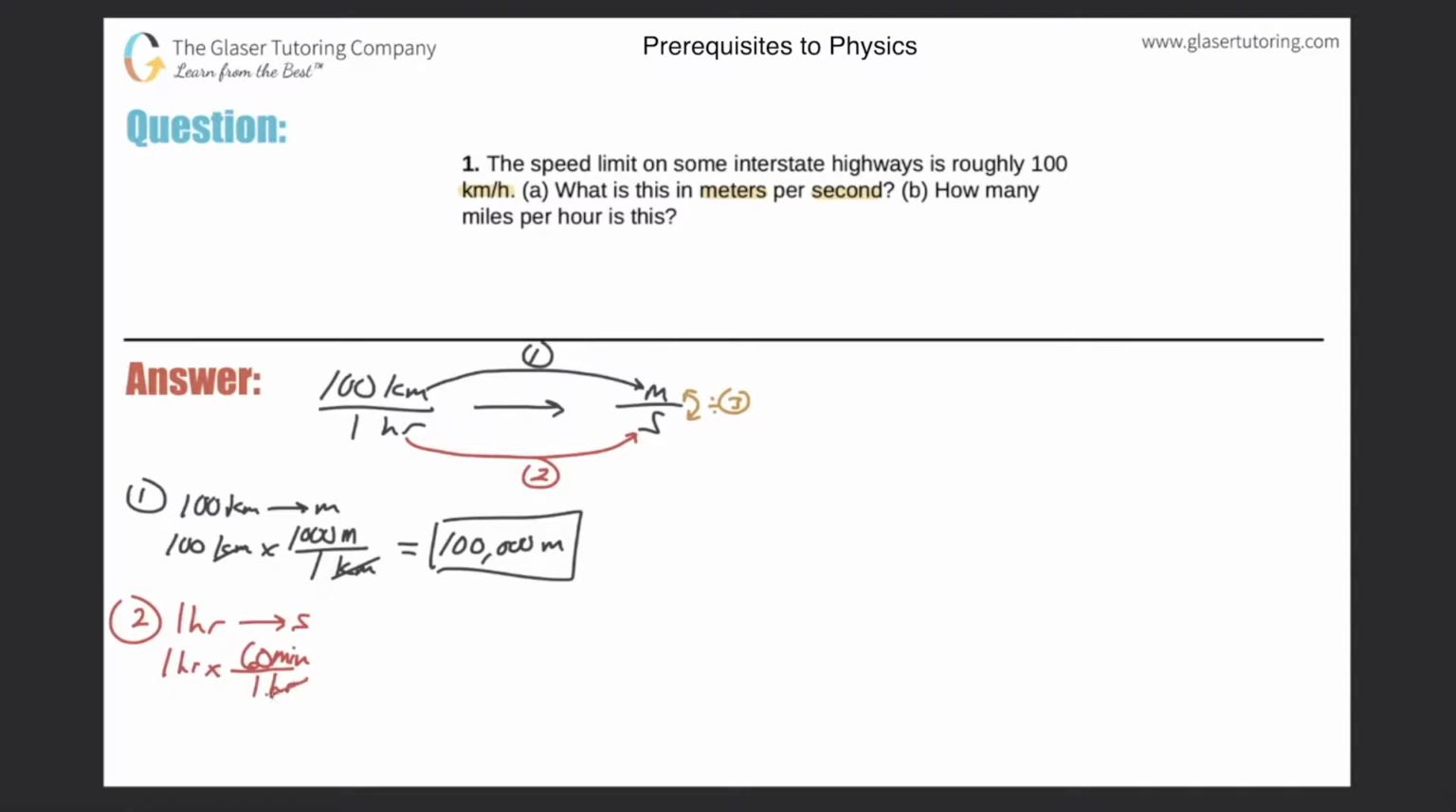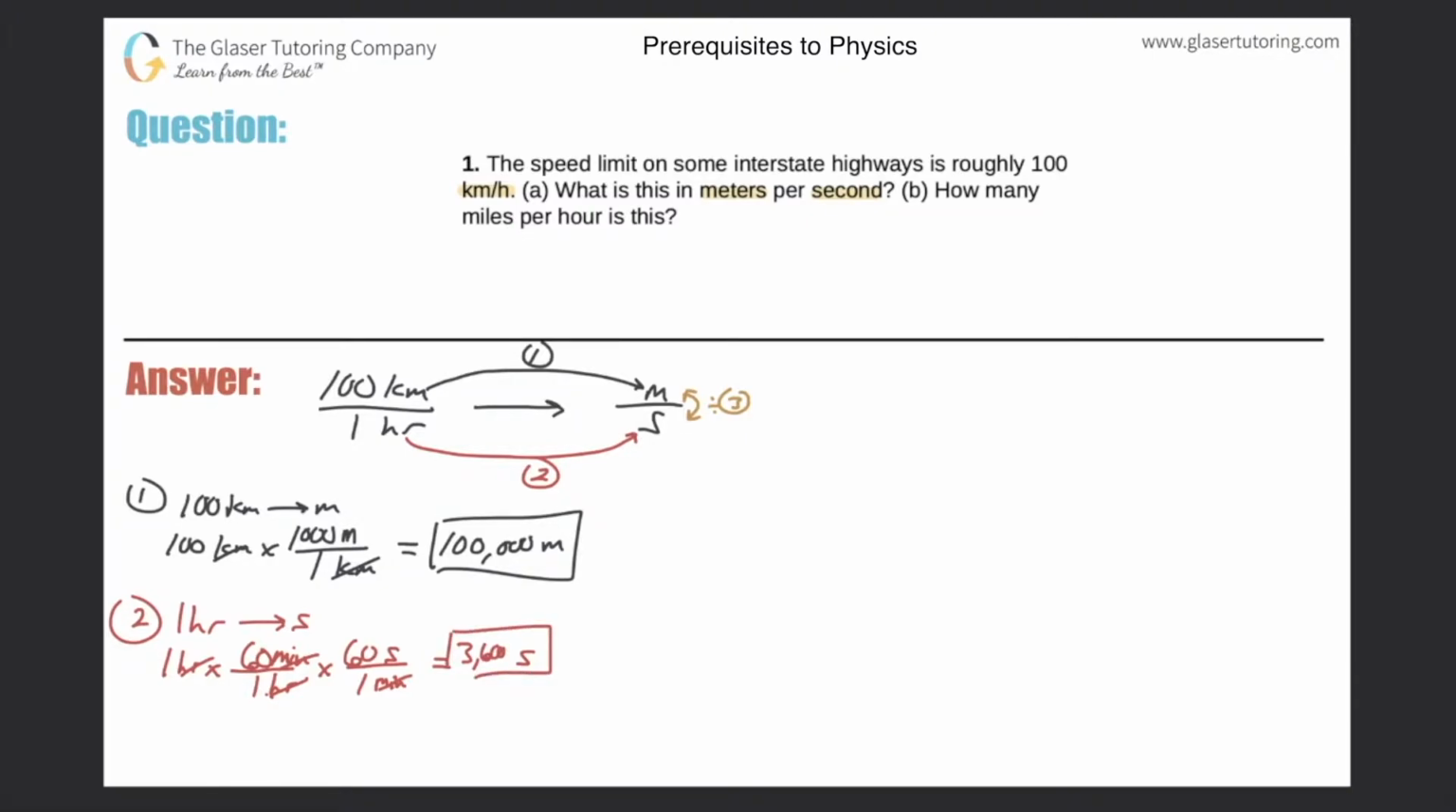So now the hours will cancel, leaving me with minutes. So now I'm going to write minutes on the bottom. And I'm going to see if I can now put seconds on the top. And I can, because I know a relationship between seconds and minutes. Namely that there are 60 seconds in 1 minute. So wonderful. The minutes will cancel, leaving me with seconds. And that comes out to 3,600 seconds when I do the multiplication.